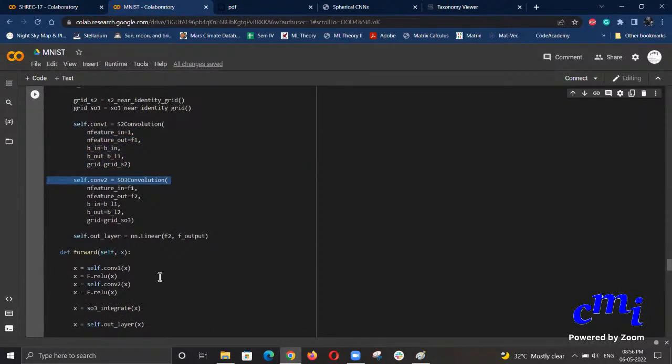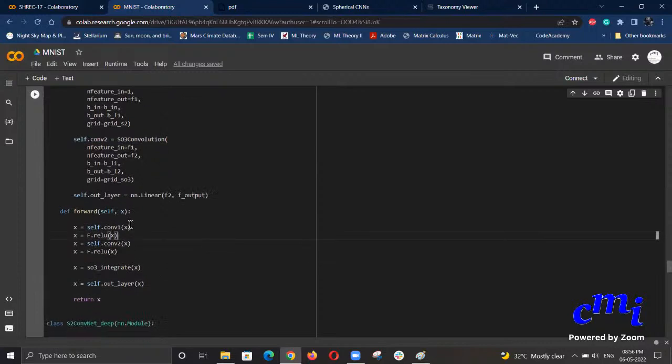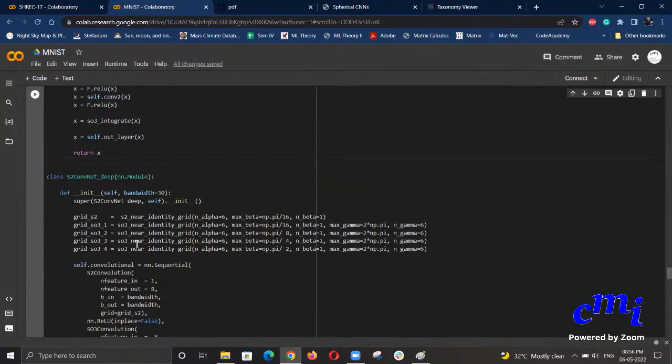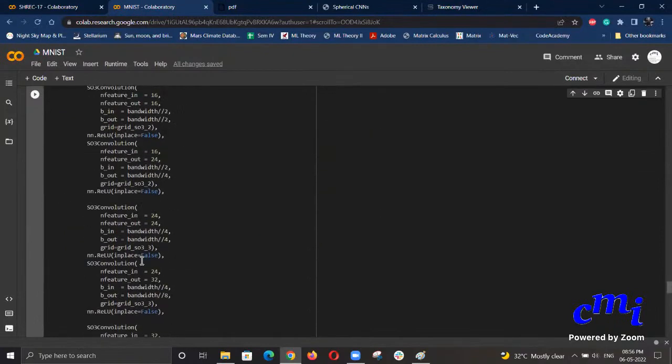We named them Con1 and Con2, and we designed exactly the same two-layered architecture. But in the previous case we were using regular CNN layers, and now we are using the spherical CNN layers. We kept everything the same, and I also calculated a bigger network that has a deeper architecture here.